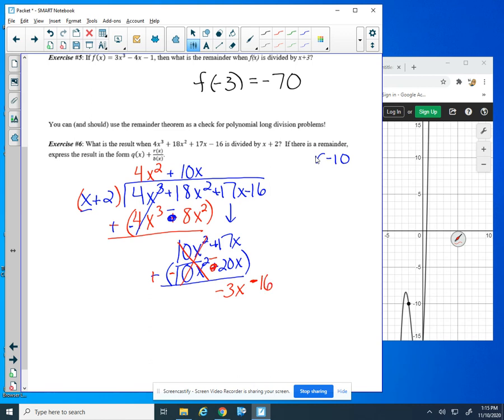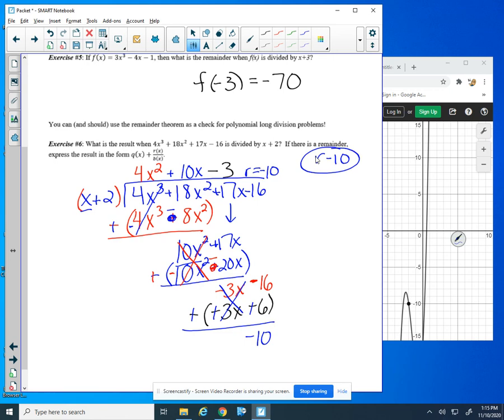Okay, so now how many times does x go into -3x? That's -3 times. Multiply it out, -3x. 2 times -3 is -6. Change the signs. -16 plus 6 is -10. So because I wanted my remainder to be -10, I mean, maybe I made some mistake that miraculously I got a remainder of -10, but probably not.